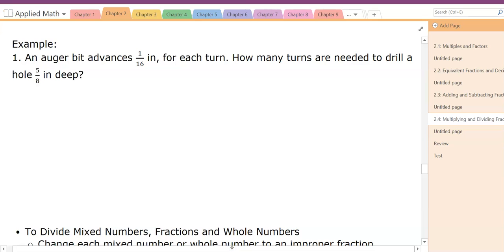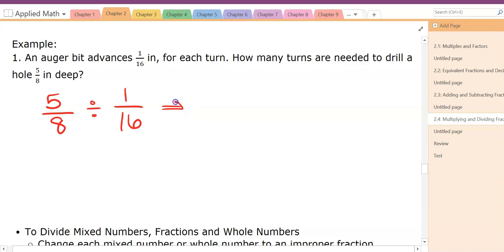Okay, an auger bit advances 1/16 inch for each turn. How many turns are going to be needed to drill a hole that's 5/8 inches deep? So if we're trying to find our 5/8 here, that measurement, and we've got a bit that every single turn causes it to go just a little more, we're dividing that 5/8 by that 1/16.